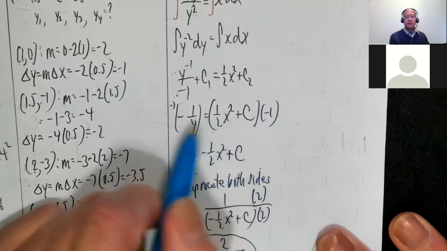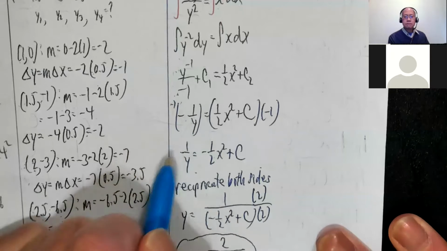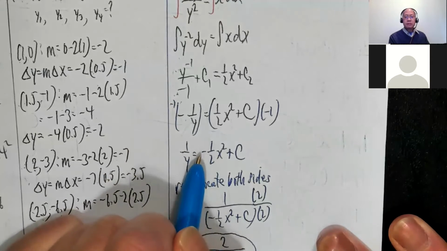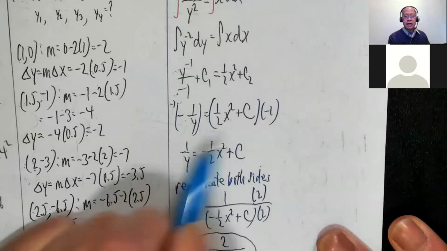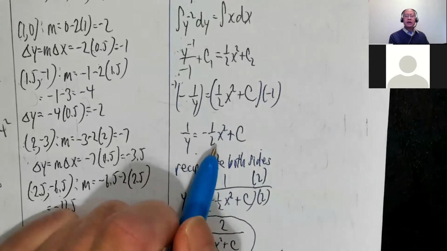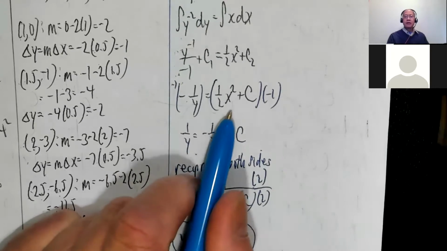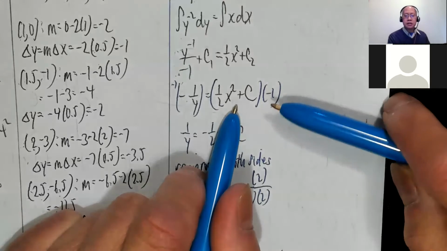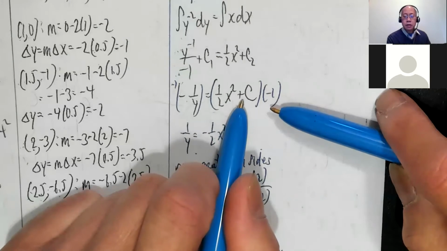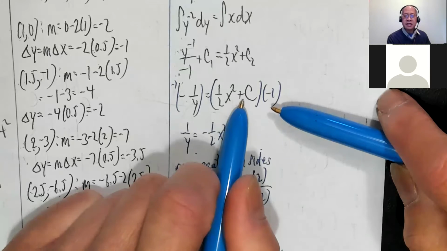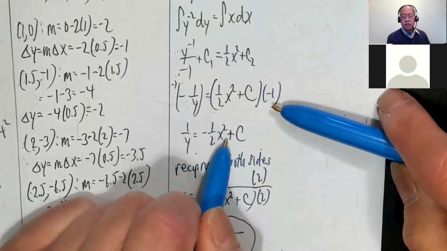Multiply both sides by -1. 1 over y equals positive... 1/2 x squared times -1 is -1/2 x squared. Okay, now here's something you kind of have to get used to. The fact that C is an arbitrary constant. C runs through all the real numbers. So algebraically, I would have minus C. But minus C runs through all the real numbers, so you might as well just leave it as plus C.